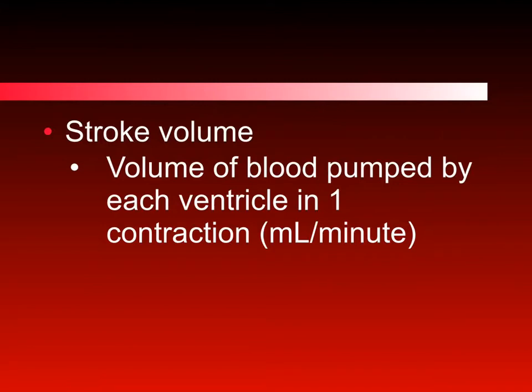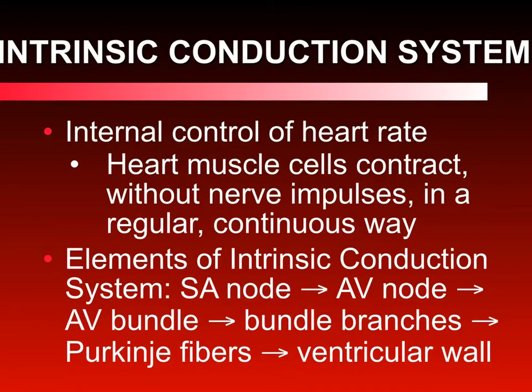The intrinsic conduction system is the internal control for the heart rate. There is external control of the heart that is created by the parasympathetic and the sympathetic nervous system of the autonomic nervous system, but the heart has its own system of regulating the heart rate. The elements of the intrinsic conduction system are the SA node, which leads into the AV node, then into the AV bundle, which leads into the bundle branches, then into the Purkinje fibers, and then to the ventricular wall.